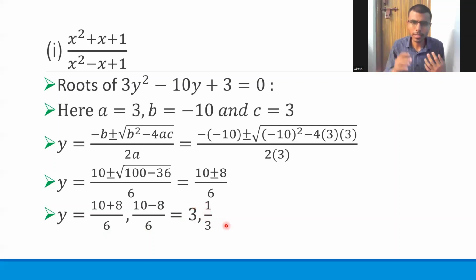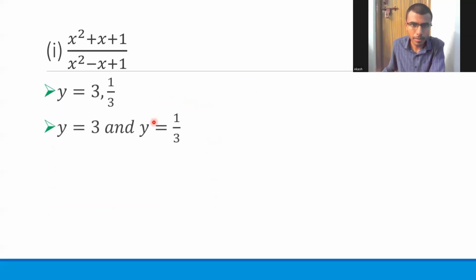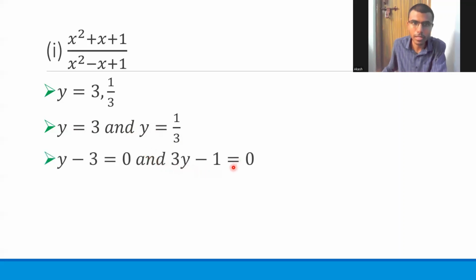Instead of doing this, as I already mentioned, you could factorize this. How to factorize: this is 3y square minus y minus 9y plus 3. Just take common factors and you would get it. So basically your y is 3 or y is 1 by 3. Let's make the RHS 0 in both cases. Bring 3 to the left, y minus 3 equal to 0, and here multiply by 3, 3y is equal to 1, and bring 1 over. So y minus 3 equal to 0 and 3y minus 1 equal to 0.